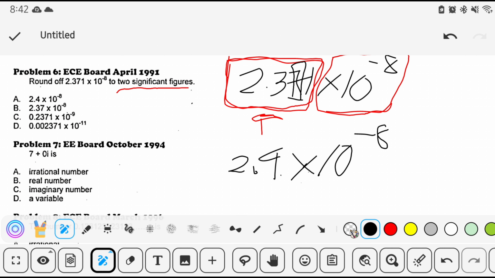So no matter what your notation is on this side, it will always be like that. There will be no changes at all to that. We're just going to focus in here. So our answer would be A, 2.4 times 10 to the power of negative 8.